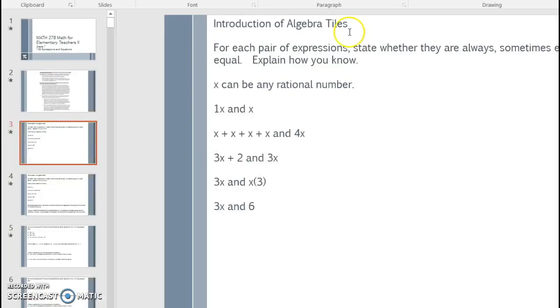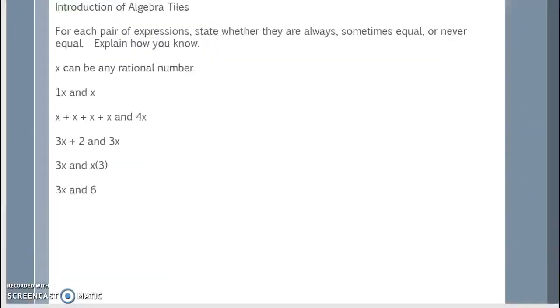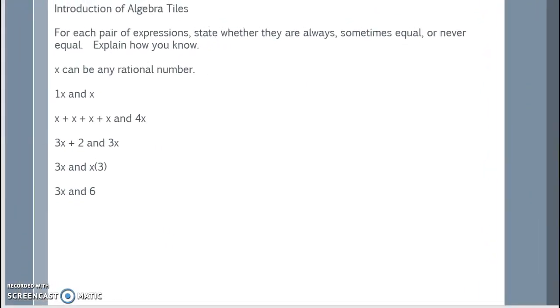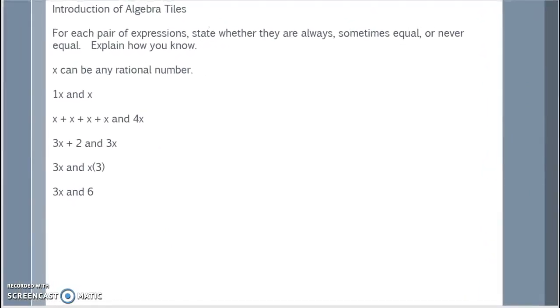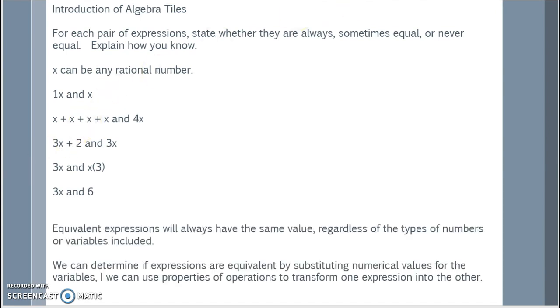All right, let's go back to our lesson here. Equivalent expressions will always have the same value regardless of the types of numbers or variables included. We can determine if expressions are equivalent by substituting numerical values for the variables. We can use properties of operations to transform one expression into the other.